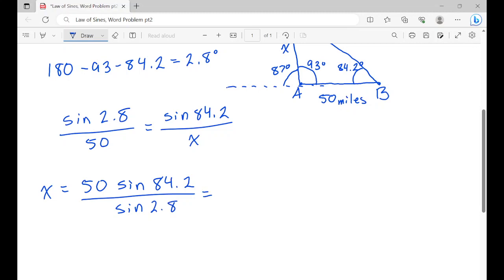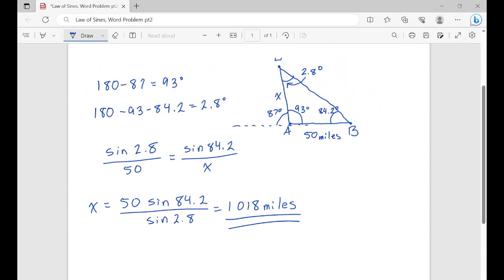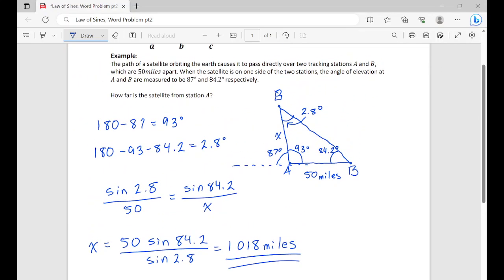Plug that into your calculator, make sure it's in degree mode, not radian, and we're going to get, to the whole number, 1,018 miles. So the distance from station A to the satellite in orbit is 1,018 miles.